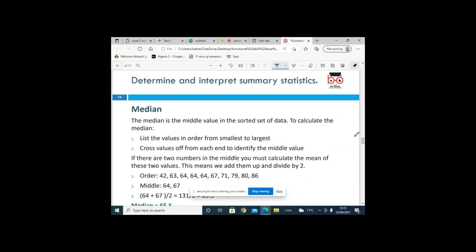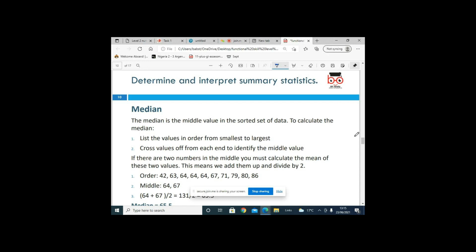So another one is the median. The median is another method you can use to interpret data. The median is the middle number in a set of data. The first thing you want to do when you want to find the median is list all the numbers in order. Then you find the number in the middle.